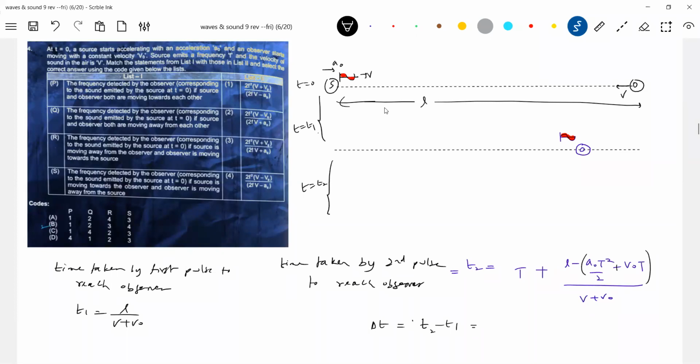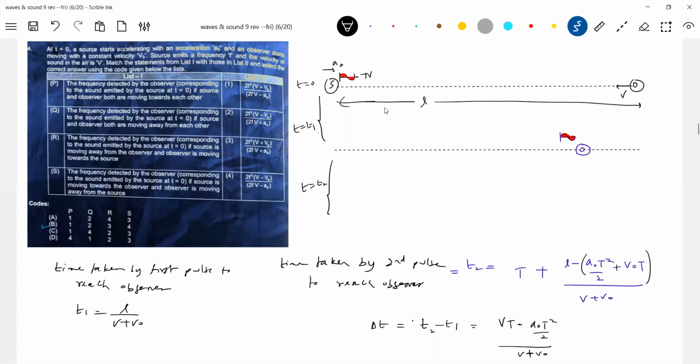L by V naught will get cancelled. V naught T also gets cancelled. Anybody, the final equation? One VT will be there. V naught T gets cancelled, L by V naught also gets cancelled. So VT minus a naught T square by 2, divided by V plus V naught. Check it.